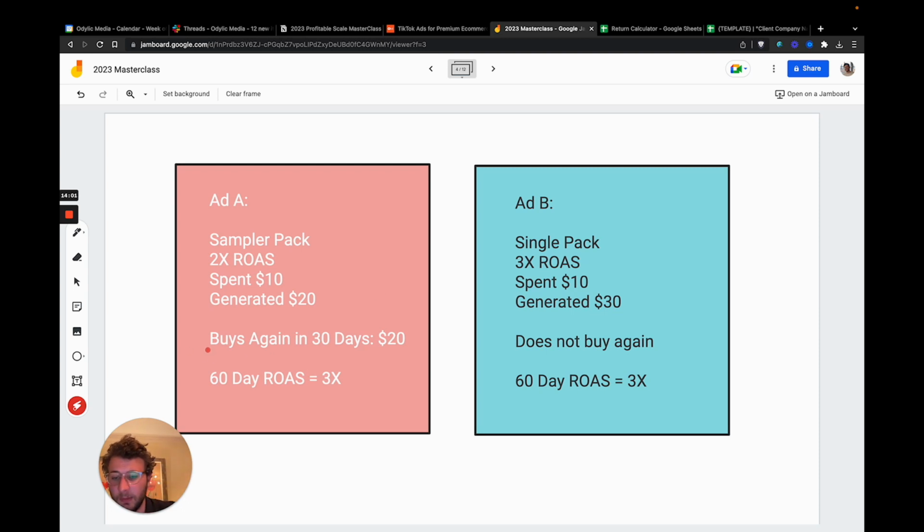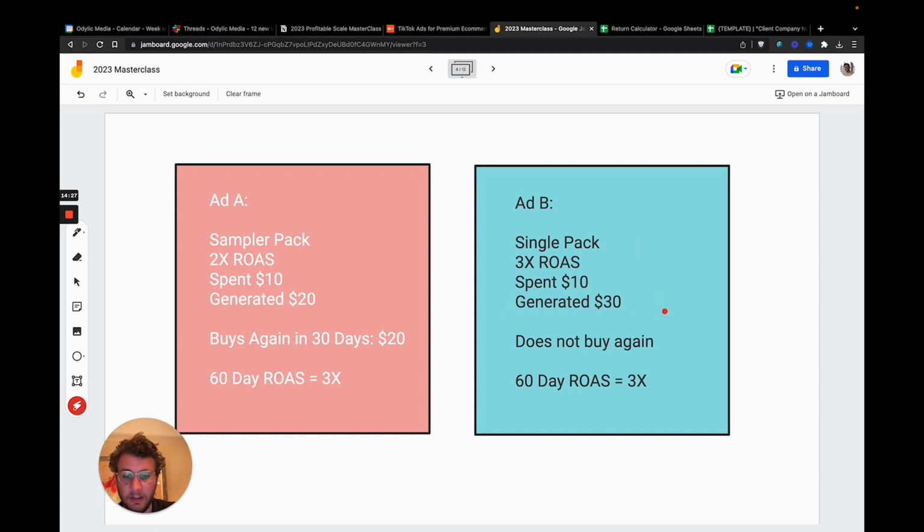And let's say this person actually buys again in 20 days for the same amount, $20, because they bought the sampler pack, right? They got to try everything. They're confident in their buying decision. So pretty soon after they finished the sampler pack, they found something else they liked and they buy it for $20. So this is a 2x ROAS on the first order, but on the second order in 60 days, it's actually a 3x.